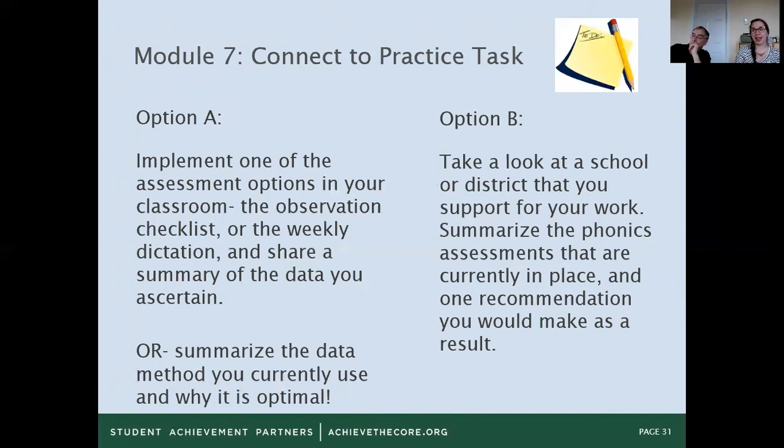If you're not in the classroom, we'd love you to take a look at a school or a district that you have supported through your work, and summarize the phonics assessments that they currently use, or make a recommendation of what you would recommend. So this can be theoretical, or it can be something you actually do depending on the nature of your work, thinking about what they do and what you would recommend that they continue doing or change.